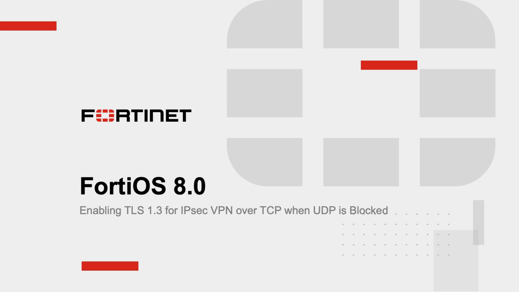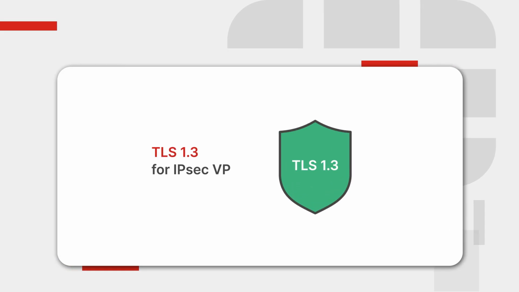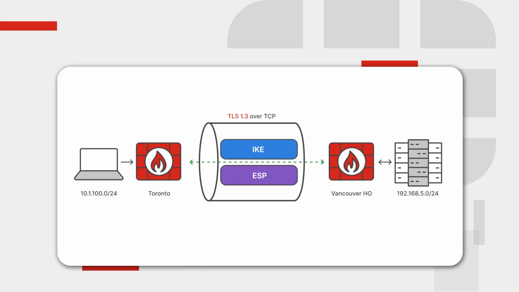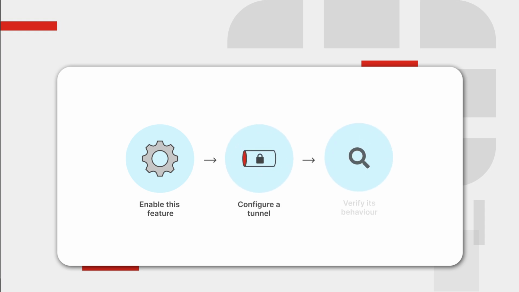Hello and welcome. In this video, we will learn how to enable TLS 1.3 for IPsec VPN over TCP when UDP is blocked. TLS 1.3 is now supported for VPN negotiation over TCP. With this option, IKE and ESP traffic are encapsulated within TLS, while the tunneling protocol and IKE key exchange remain unchanged. In this video, we will demonstrate how to enable this feature, configure a tunnel, and verify its behavior.